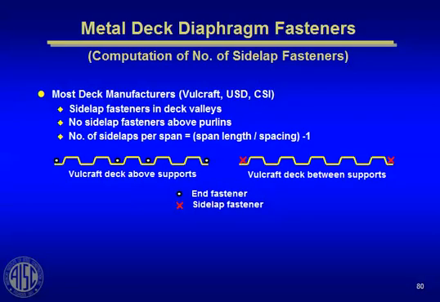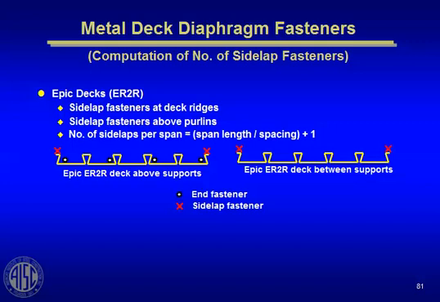So the side lap fasteners in this cross section are denoted by X, and then the end fasteners are noted by the round circles. The Epic catalog, where they have those special profiles to carry the hangers, has a little bit different kind of notation. As shown, notice that their side lap fastener is above the plane of the deck, not at the floor of the deck, so it's a little bit different animal.